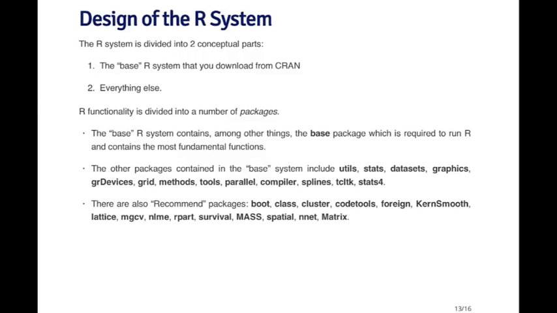So the basic R system is divided into, we can think of, two conceptual parts. There's the base R system that you download from CRAN, which is the Comprehensive R Archive Network, and that's kind of the go-to place for all things R. And then there's kind of everything else. The base system contains what's called the base package, which has all the low-level fundamental functions that you need to run the R system. And then there are other packages contained in the base system, which include, for example, utils, stats, datasets, graphics, and a bunch of other fundamental packages that more or less everyone might use.